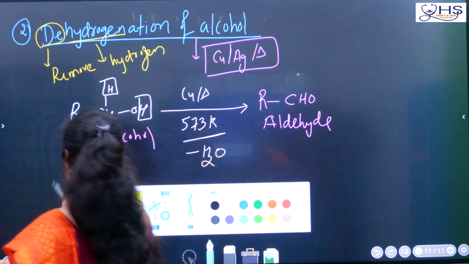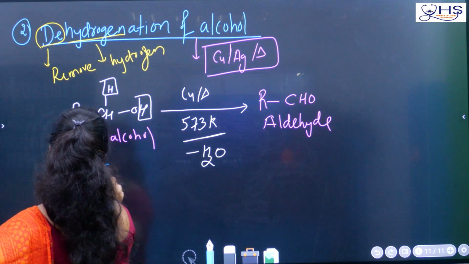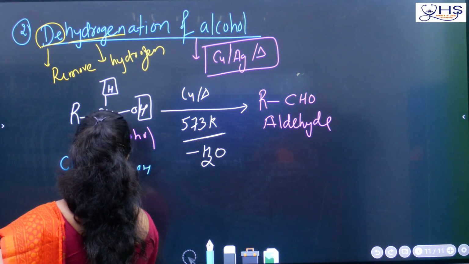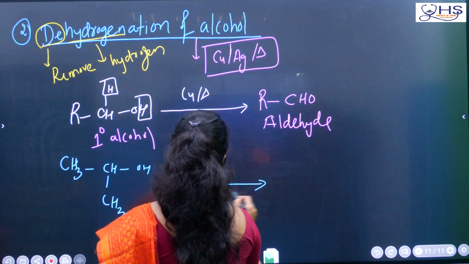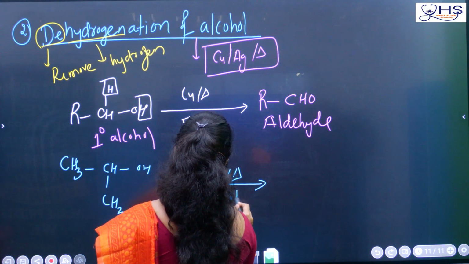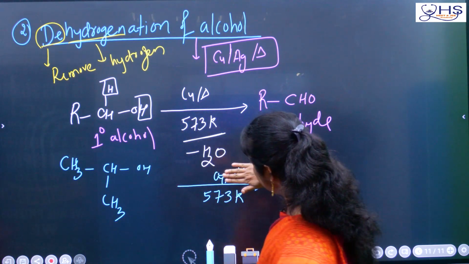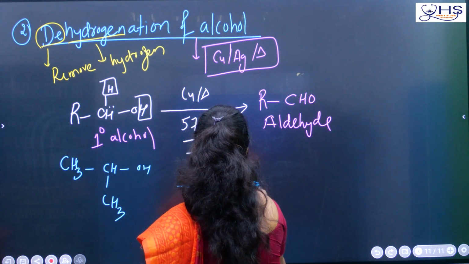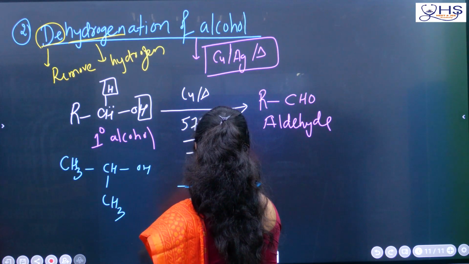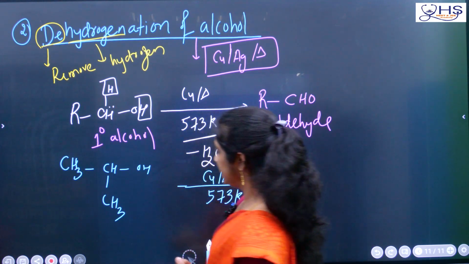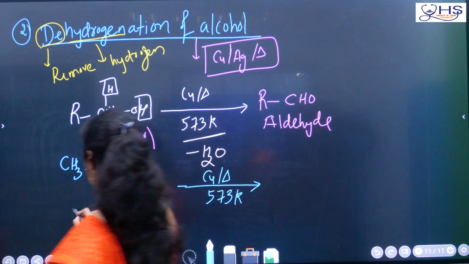Now if I am taking secondary alcohol, let us take CH3, CHOH, CH3. I am passing it over the copper, and the temperature I am keeping is 573 Kelvin. So I am passing the vapors of secondary alcohol through the heated copper.